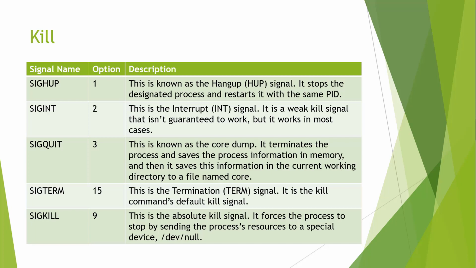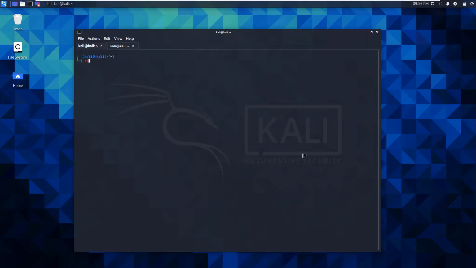If something is hanging and it's not responding, we could do a SIGKILL, or option 9, and that will send an absolute kill signal. This allows us to terminate certain services. So we will do kill. We're going to do the default 15, and we can list whatever our PID is. I don't remember what the PID is, so I'm going to do this again. So I'm going to do kill 15 1306.